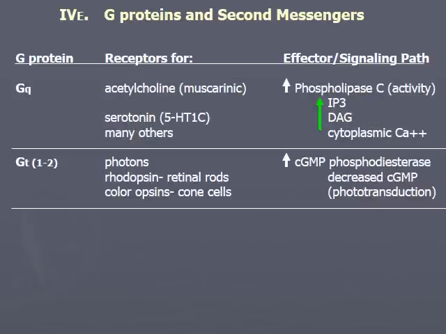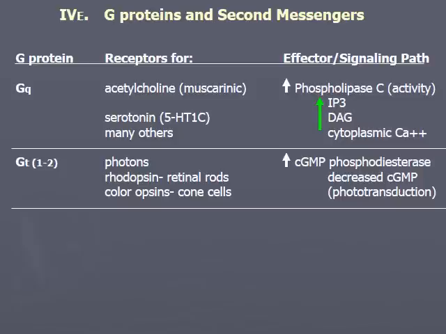So the Gq G protein is going to stimulate the effector enzyme phospholipase C, and phospholipase C in turn will upregulate levels of second messengers such as IP3, which is also called inositol triphosphate, DAG, which is also called diacylglycerol, as well as cytoplasmic calcium levels. Okay, and so these are going to result in pharmacologic responses in cells and tissues.